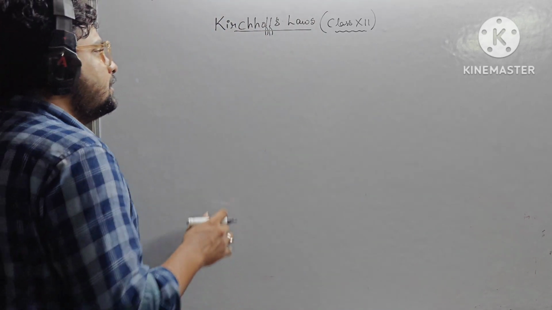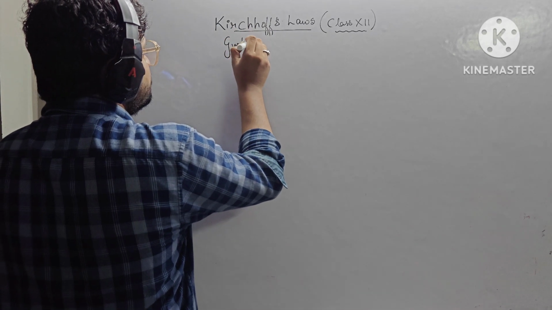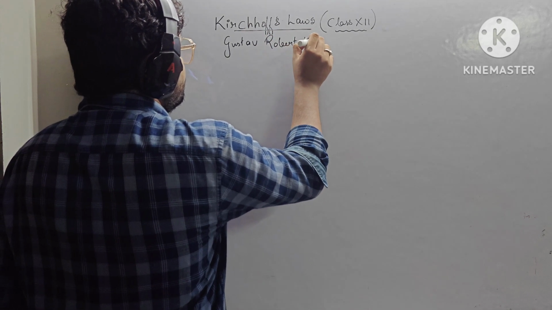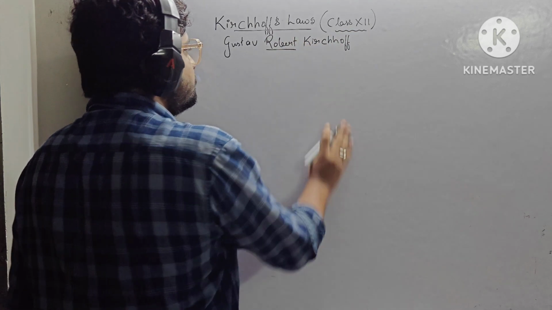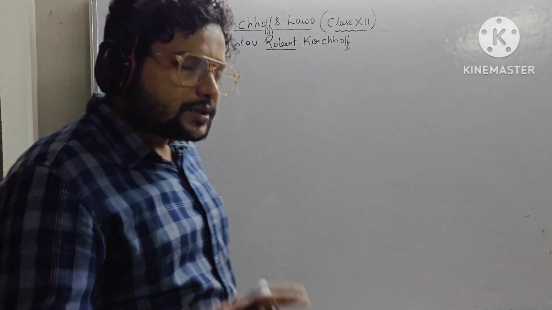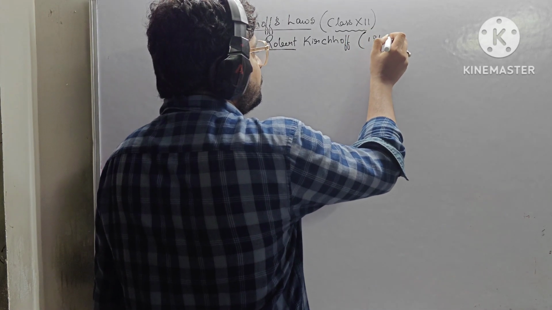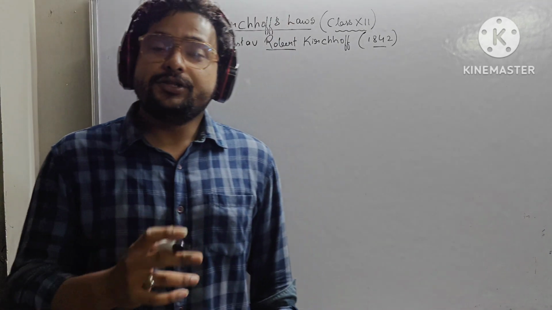Okay, so let's start. Kirchhoff was a scientist. His full name was Gustav Robert Kirchhoff. In the year 1842, he gave two laws, and these two laws made our calculations based on current electricity very simple.